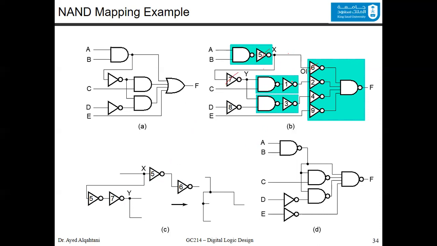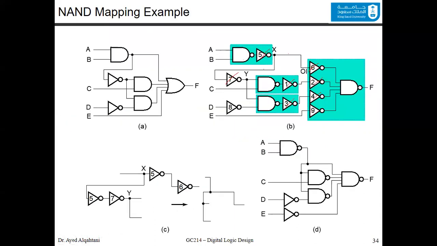Inverter number 1 is also canceling inverter number 2. Inverter number 3 is canceling inverter number 4. And the rest will be the end result circuit. So you'll have this NAND, you'll have also this NAND, and you'll have this NAND at the end, and you'll have the inverters 8 and 9 here.